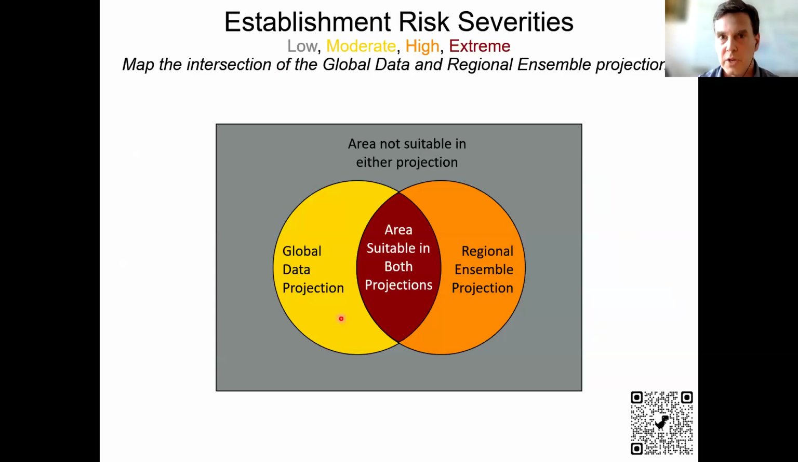And so now that we have these two different projections, we can start to ask ourselves, okay, well, what does it mean if you have these two projections telling you the same thing or different things? And so we've interpreted it this way. We're going to map the intersection of the global data model projection and then the regional ensemble projection. In areas of the globe where it shows that it's not suitable, that would be a low risk situation. In areas where they're both saying that it's suitable, that would be an extreme risk. In those areas where you have that ensemble projection saying that it's suitable, we're going to say it's a high risk because at least somewhere in its range, it's really important. And then the global data model projection alone, this is rare, is whenever you have more of a moderate risk, is sort of what we assumed it to be.